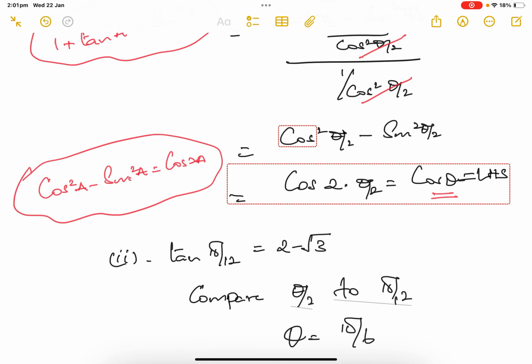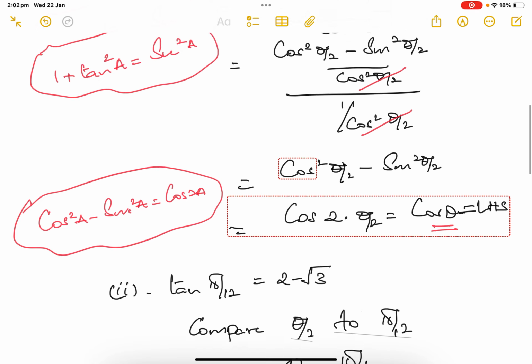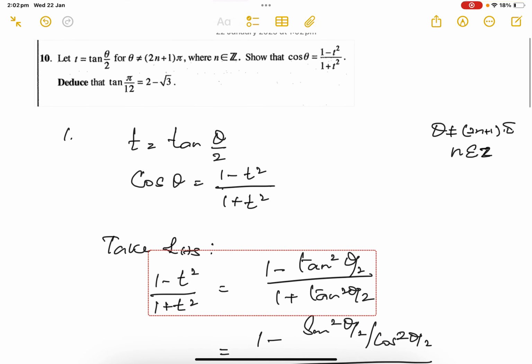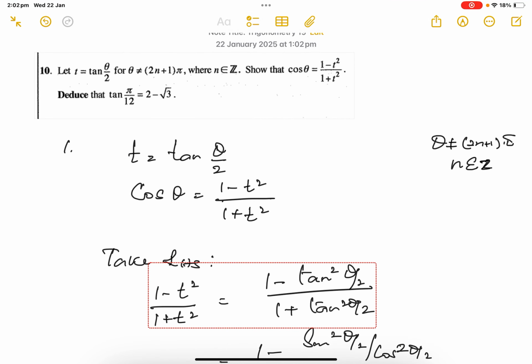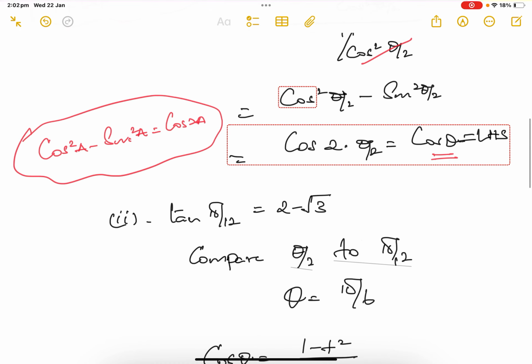Cos squared a minus sine squared a equals cos 2a. So cos squared theta by 2 minus sine squared theta by 2 is the cos of double that angle, which is theta by 2. So cos 2 times theta by 2 is cos theta. That is equal to the left hand side. Therefore, this is one way to prove it. Otherwise, you could take cos theta and change it into the tan by 2 format to prove it. Whichever way you want, you could do it. I prefer to do it this way. So cos theta is the left hand side. That's proved, so that's done.